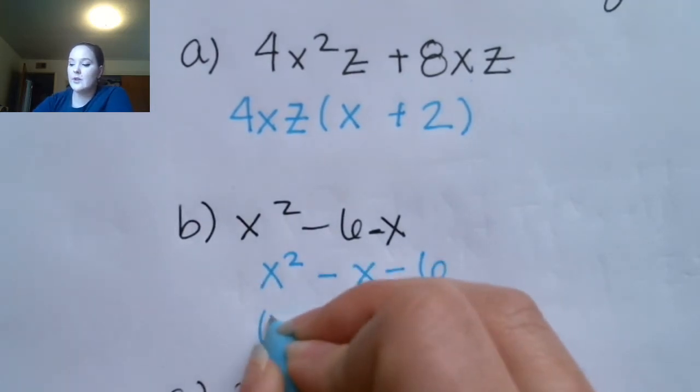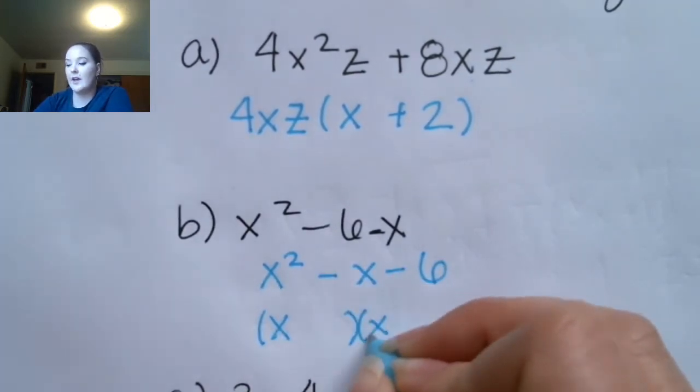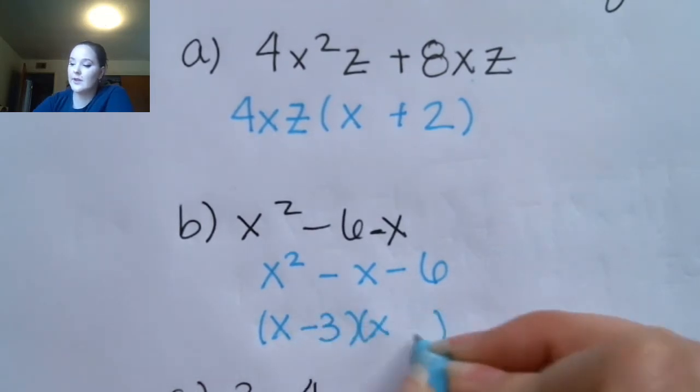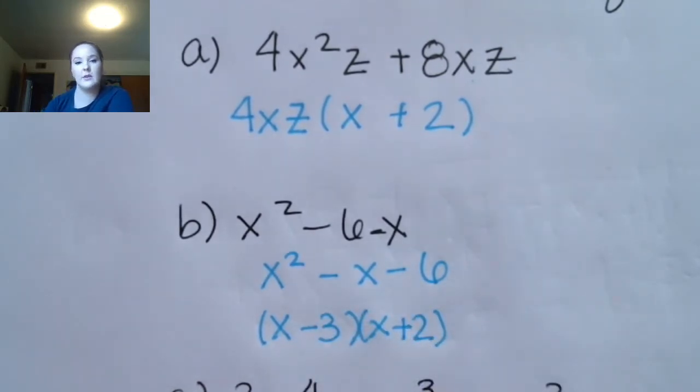We have 1 as our leading coefficient, so we know we're going to have x and x. Then I'm looking for two numbers that multiply to -6 and add to -1. That should be -3 and +2. You can always check your answer by multiplying this out.